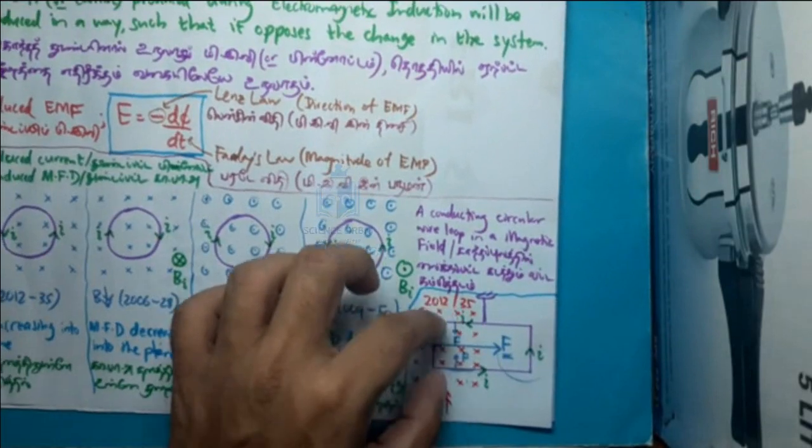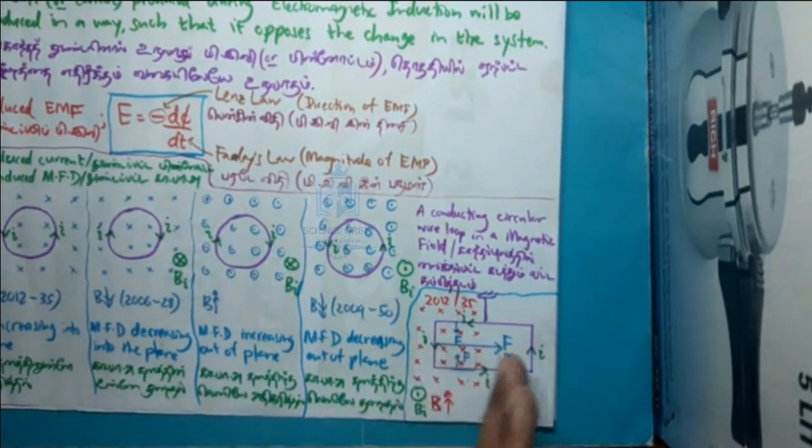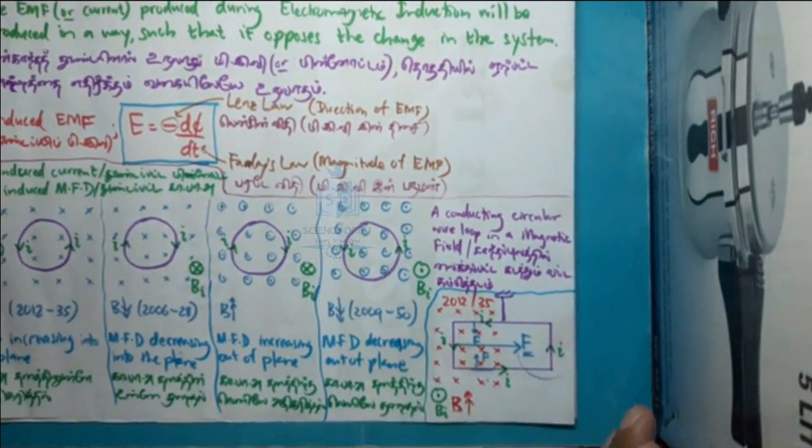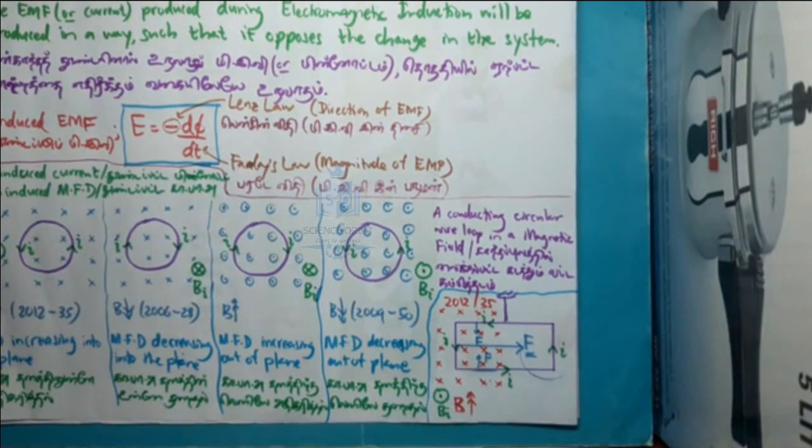So the object will move to the right, away from the field like this. That is the answer. I think the answer is the 4th one for this question.